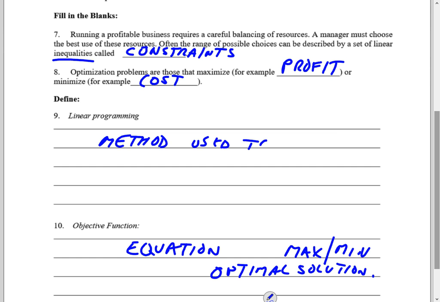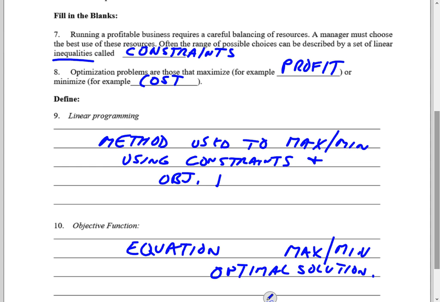used to maximize, minimize, using constraints and objective function. I'm not writing out the whole thing, but you needed some of these components to get full credit. If you're not sure why you got something wrong or whether you got half credit or not, come up and see me when we are all complete here.